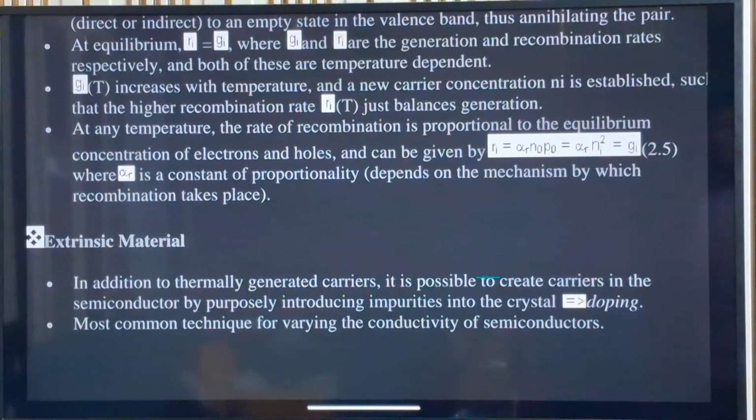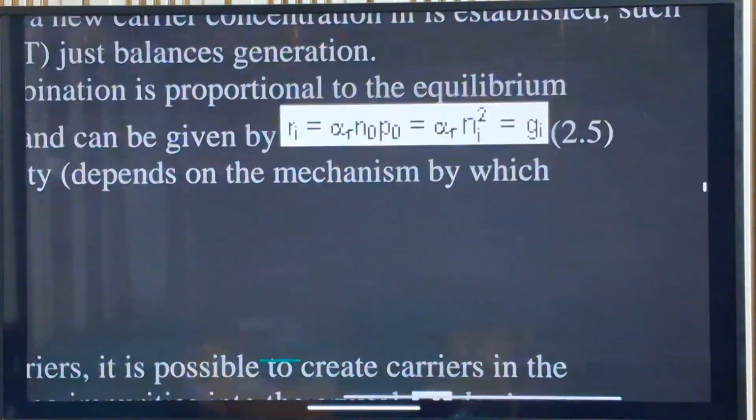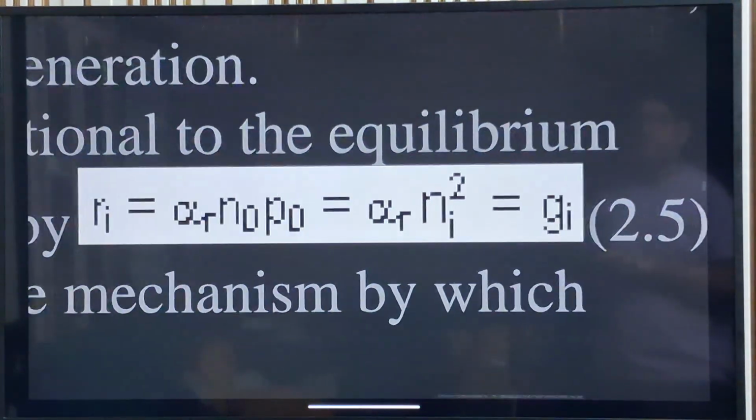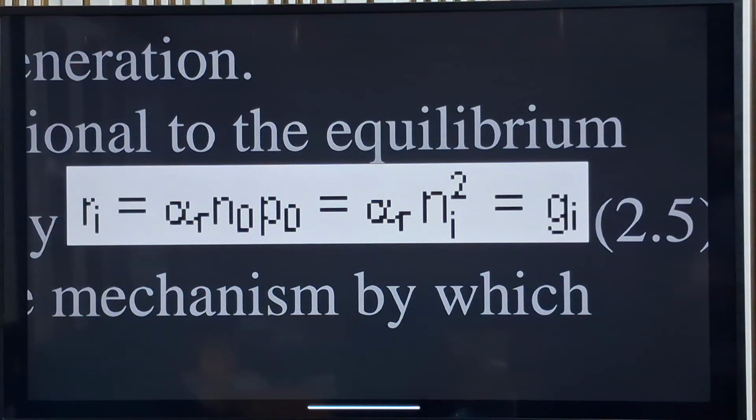Now take a look at something which is very important given in this formula, which you should have learned in the previous chapter on semiconductor fundamentals. Take a look at the formula of Ri, the rate of recombination. That is given by alpha R, the proportionality constant of recombination, times N naught times P naught. What is N naught? The number of electrons at that temperature. P naught is the number of holes generated at that temperature.